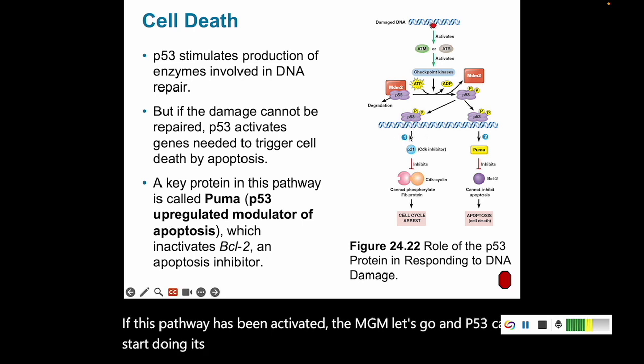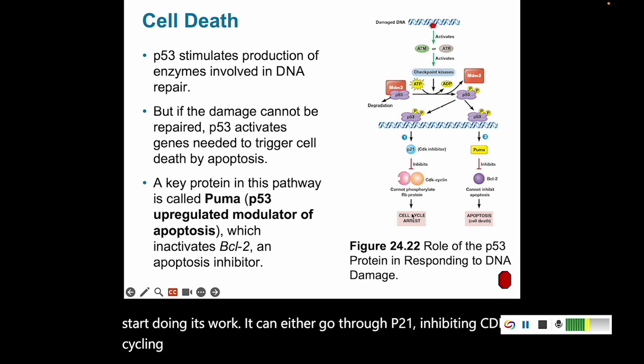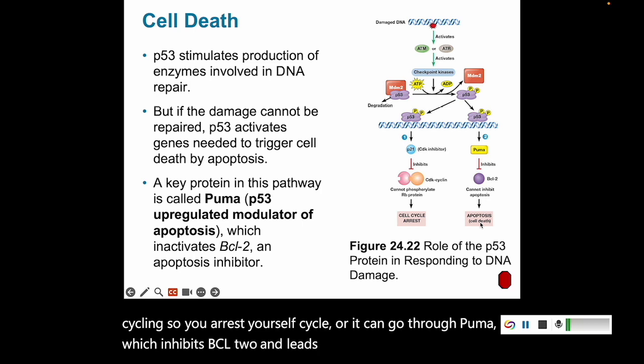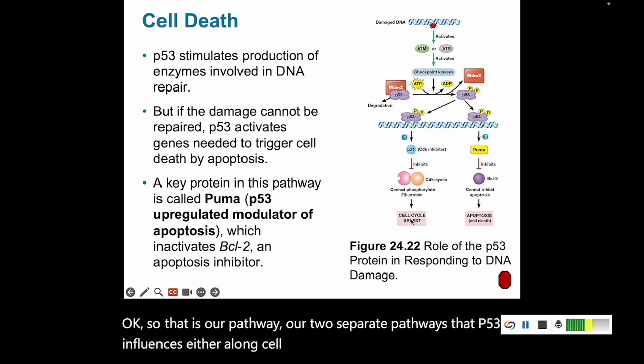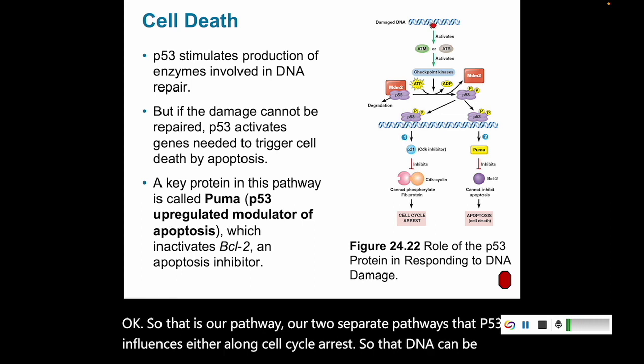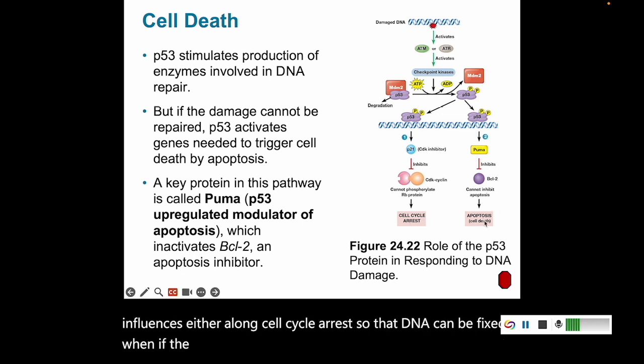It can either go through P21, inhibiting Cdk-cyclin, so you arrest your cell cycle, or it can go through PUMA, which inhibits BCL2 and leads to cell death. Okay, so that is our pathway, our two separate pathways that P53 influences, either allowing cell cycle arrest so the DNA can be fixed, or if the DNA can't be fixed, going through apoptosis.